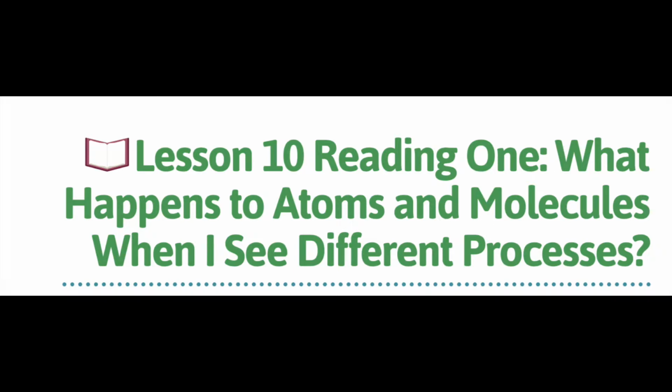Lesson 10, Reading 1. What happens to atoms and molecules when I see different processes? Getting ready. If you had a glass of clear water and you poured red drink powder in it, the liquid would turn red. Did a chemical reaction occur? The following questions will help you think about whether this is a chemical reaction.